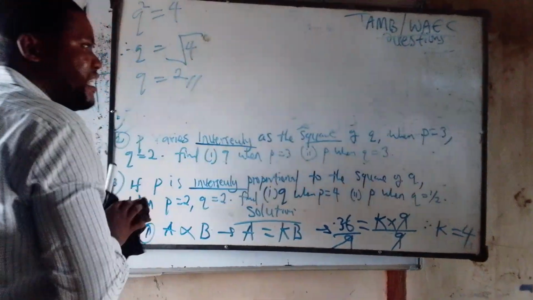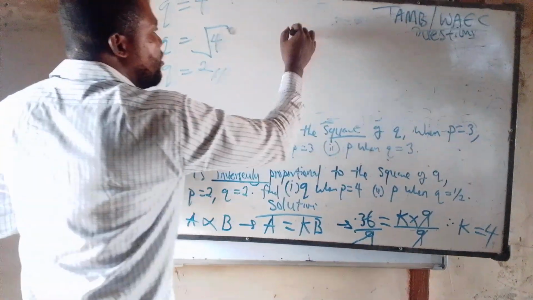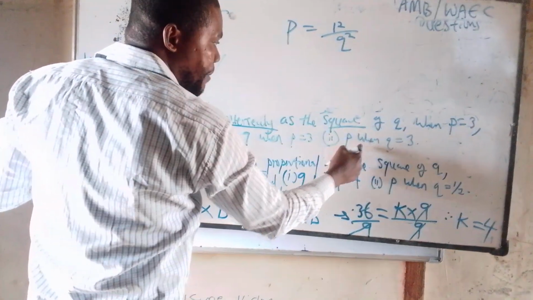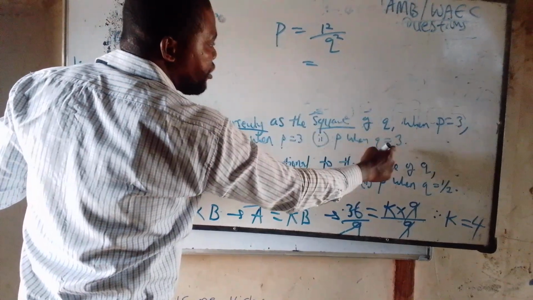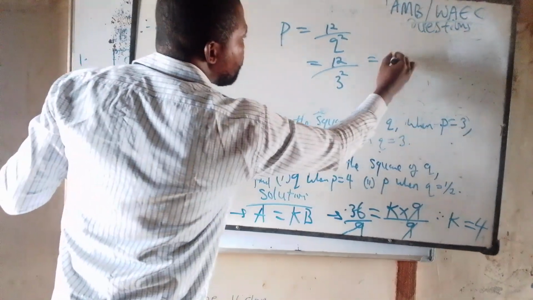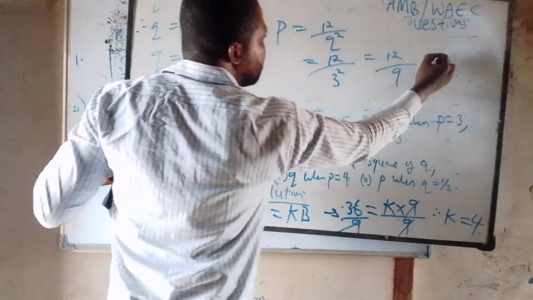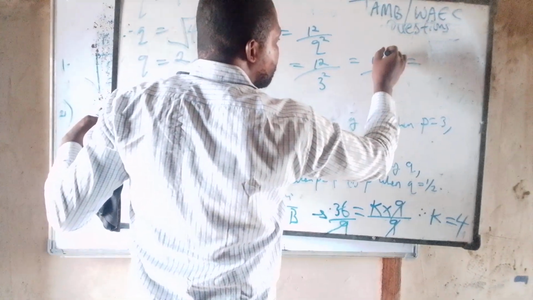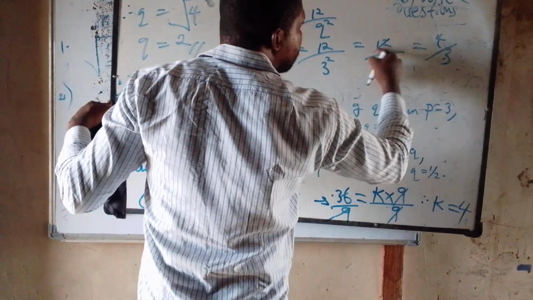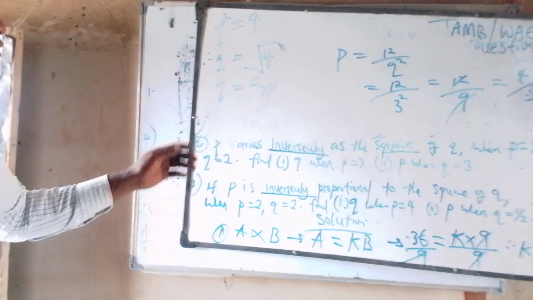Then for number 3, I'm being asked to find P. Look at my equation. P is equal to 12 over Q squared. I'm asked to find P when Q is 3, right? So here I will now put 12 over 3 squared, which is equal to 12 over 9. Dividing by 3, 12 becomes 4 and 9 becomes 3. Answer is 4 over 3. This is all for number 2.